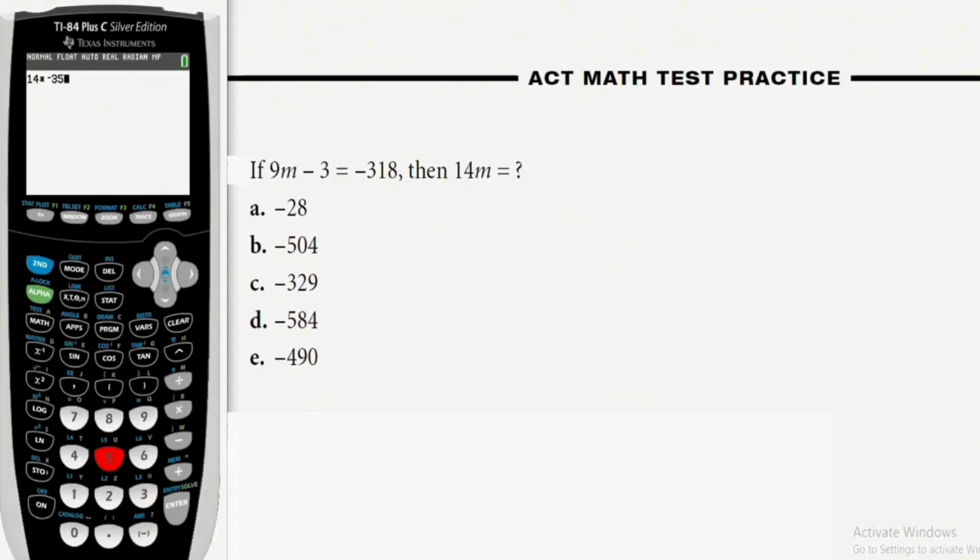Press enter now to get the output. So we have it to be what? Minus 490. So the correct option is option E. This is basically how you can do this guys using the TI-84 plus calculator. Hope there's something interesting from this video. Let's call it a video guys.